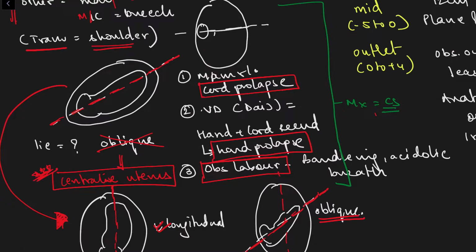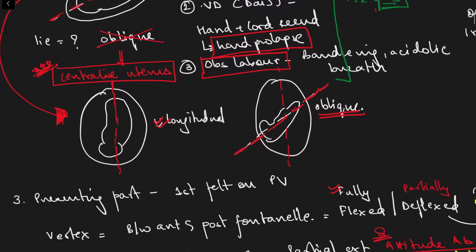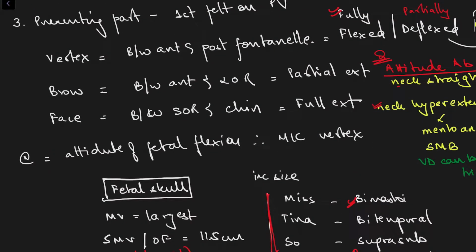How can we diagnose obstructed labor? We'll see the formation of a Bandl's ring, acidotic breathing. There might be fetal distress as well. So for transverse lie or obstructed labor, the management would be performing a cesarean section. All right. Then presenting part, it is first felt on per vaginal examination.